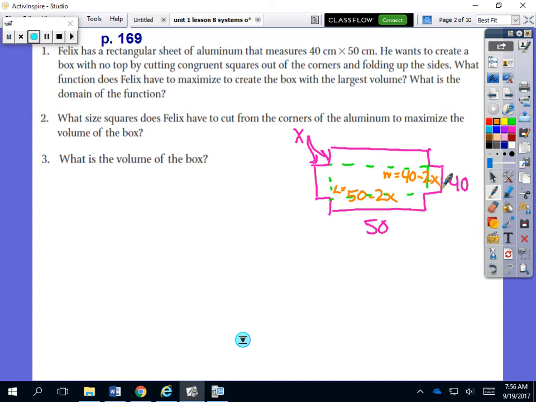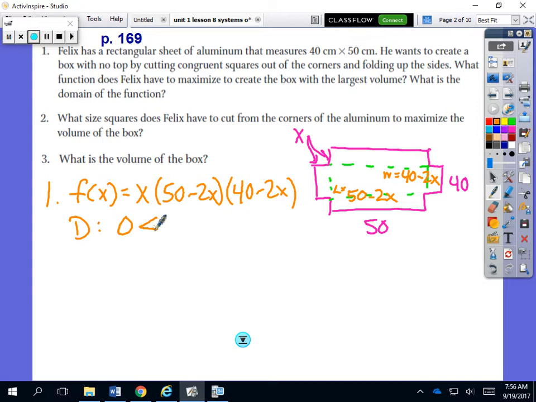So our function is going to be our height, which is x, times my length, which is 50 minus 2x, times my width, which is 40 minus 2x. So that's your function. And the domain is going to be half of the shortest side at the top and 0 at the bottom. So the domain is x has to be greater than 0 and less than 20. Half of 40 is 20. Okay, so that's answer number 1.